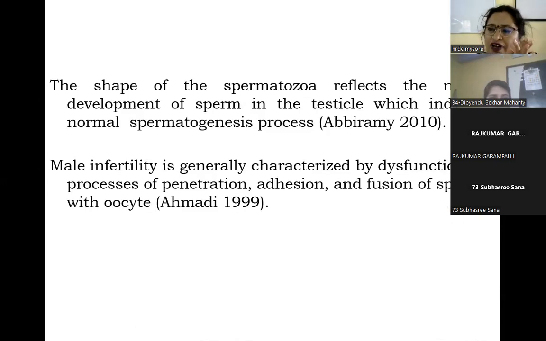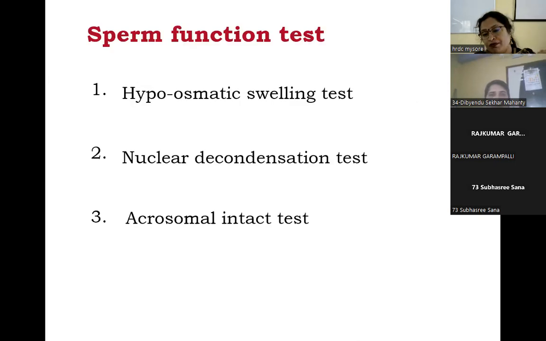The shape of the spermatozoa is very important, because it reflects the normal development of the sperm in the testis, which can indicate a normal spermatogenetic process. Male infertility is generally characterized by dysfunction in the penetration, adhesion, and fusion of the spermatozoa with the oocyte. It has to penetrate through the zona pellucida, and finally the nucleus with the DNA should reach the ovum, and then fusion happens. So after physical and microscopic examination, we should know the functional capacity of the spermatozoa, not only the motility but whether they are functionally normal.